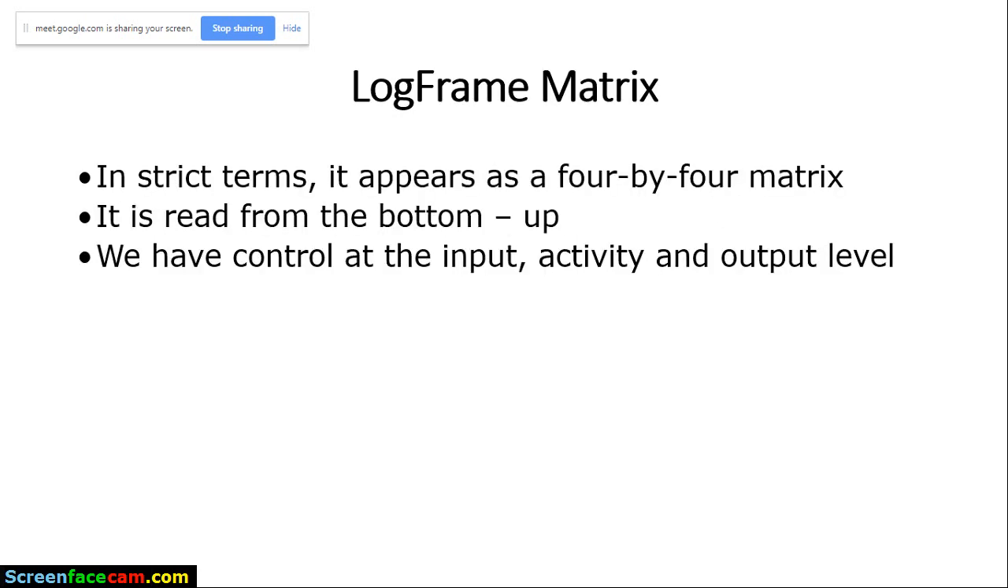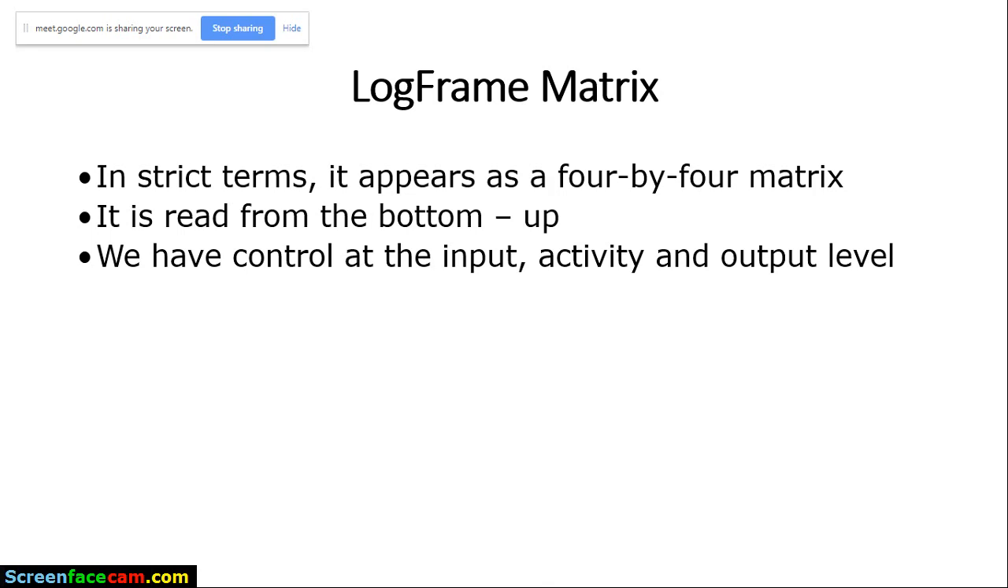So in strict terms, it appears as a 4x4. That's how this log frame appears. It seems as if it's a square 4x4. We are going to look at it as we start designing it. And we read this table starting from the bottom, going to the top. So don't mix up things, because if you mix up things, you may end up having a different interpretation. But if you start from the bottom, it means you are starting from the inputs. Then from inputs, you move on to activities, and you move on until you reach your goal. So you start reading this logical framework matrix 4x4 from the bottom going up.